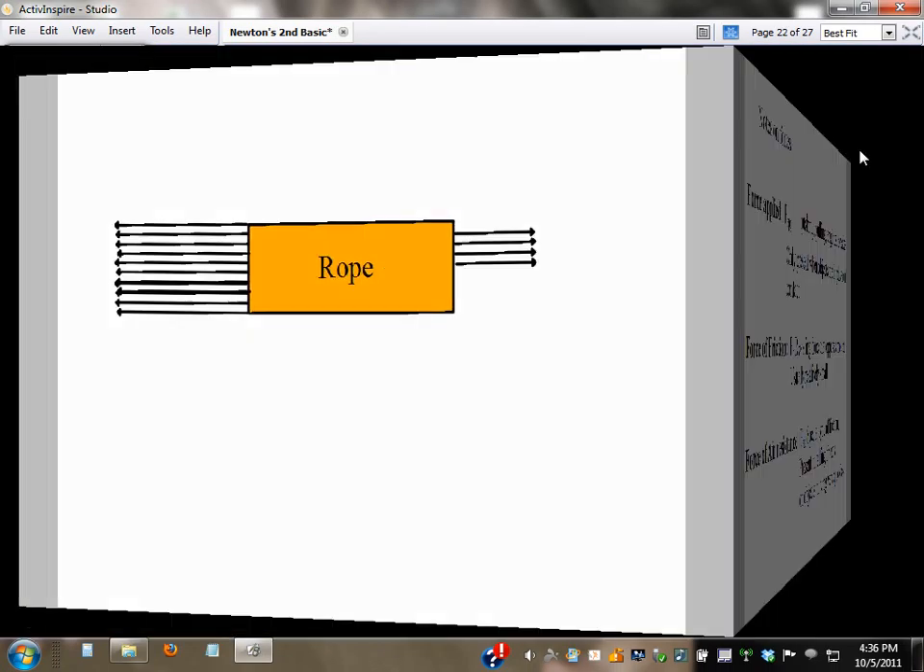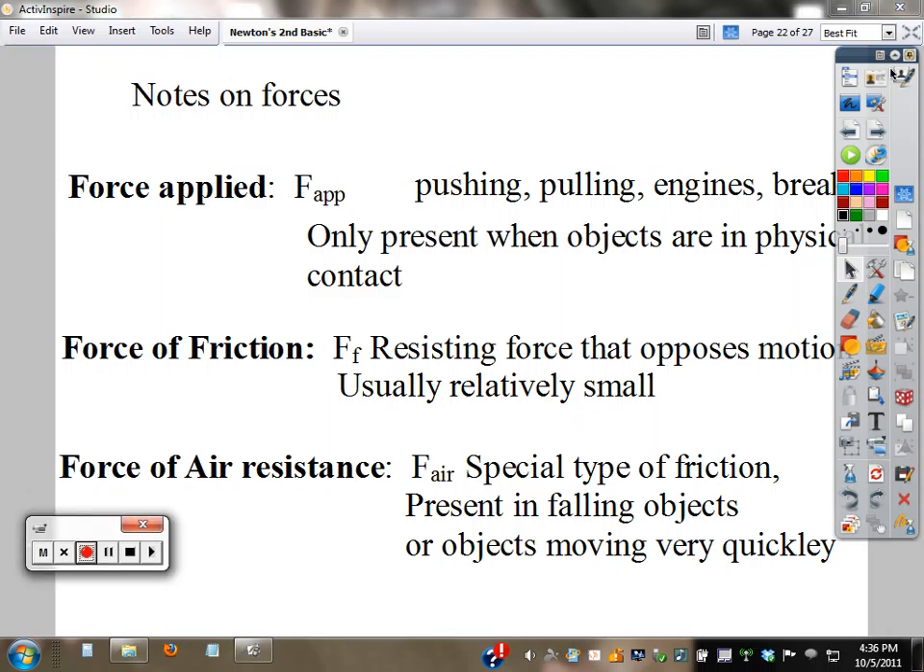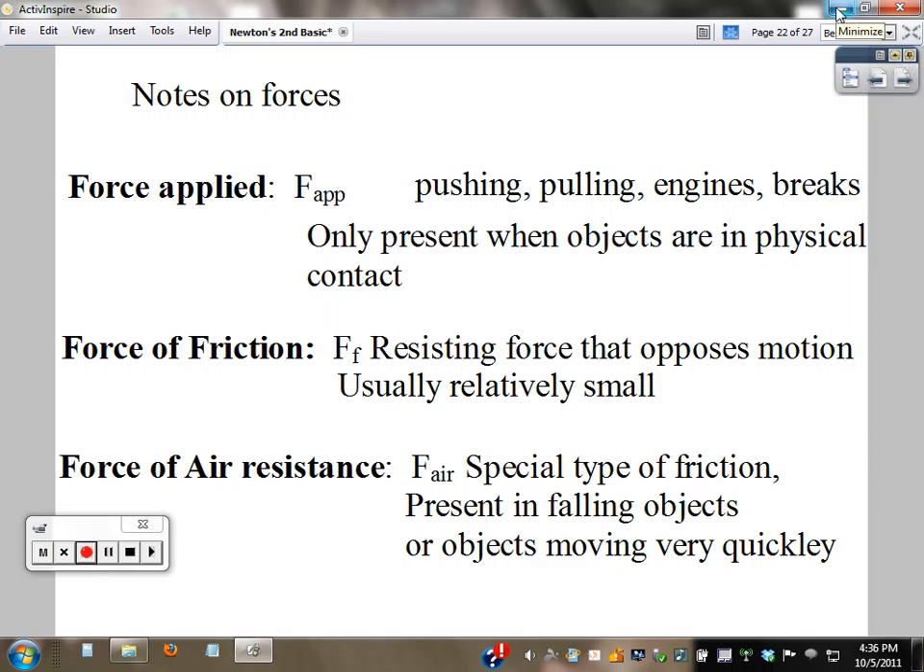Next, we're going to skip this video. Next, notes on these different types of forces you'll need to know. Applied force, write these down: a pushing, pulling, or the brakes from a car, only present when the object is in physical contact. Friction is a resistance force that opposes motion. It's usually pretty small. So if you put your hand on a table and slide it across, you can feel the table pulling back on your skin. Force of air resistance is a special type of friction. It's present in falling objects or objects moving quickly.